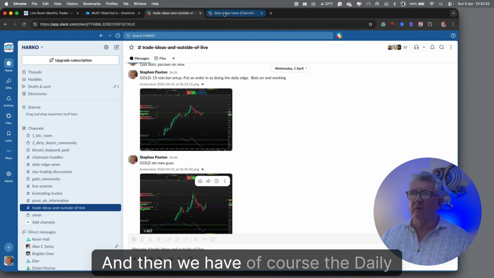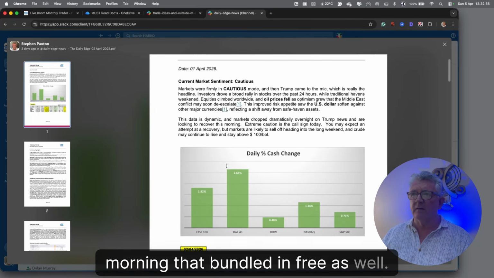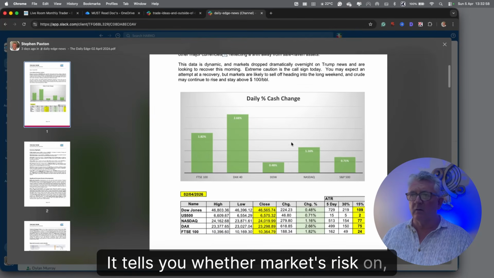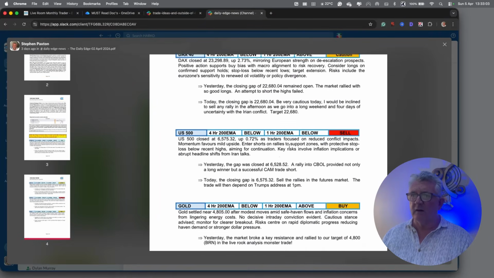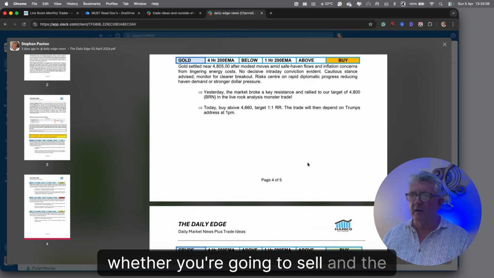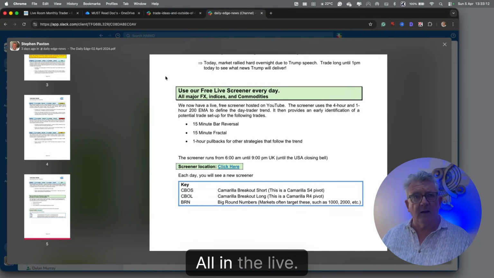And then we have, of course, the Daily Edge that's published every single morning, that's bundled in free as well. It tells you whether the market's risk on, risk off, what we're going to trade for the day, whether we're going to buy, whether we're going to sell, and the reasons why. So that's all in the live.